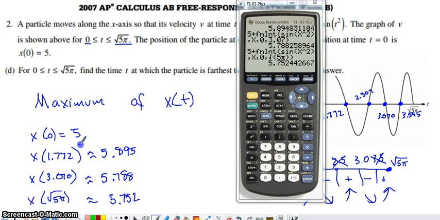So where's the maximum position? Well, the maximum position happens at the t-value of 1.772. Why? Well, we figured out what the candidates were. We eliminated the local mins, and we determined that this was the maximum value of the position function.